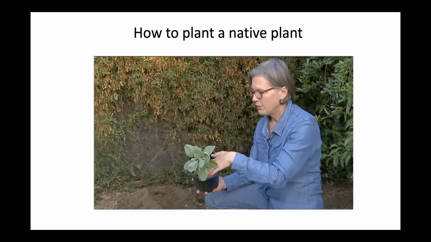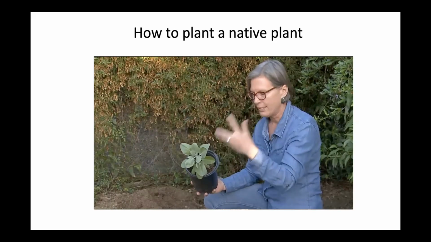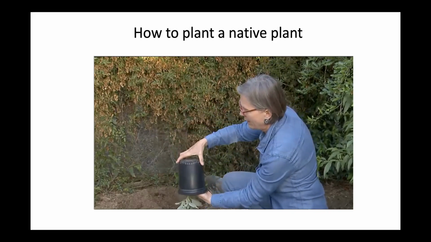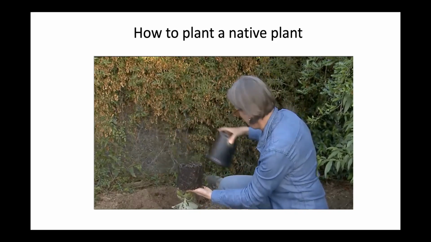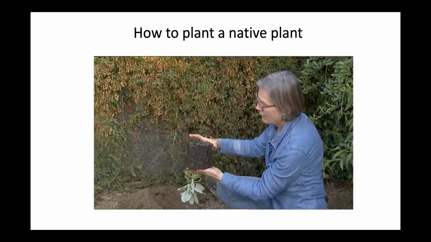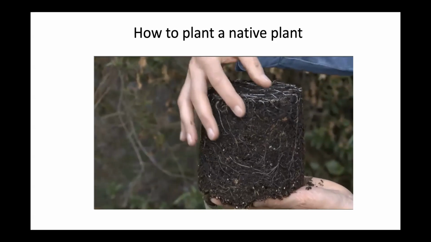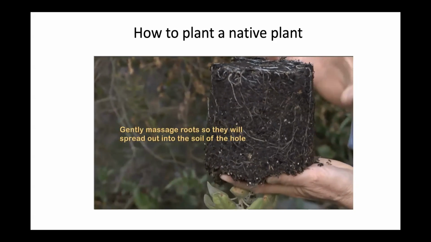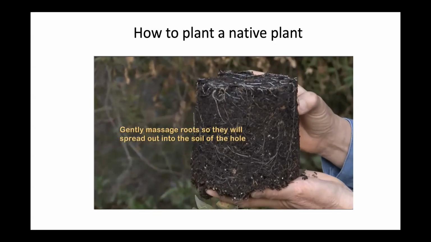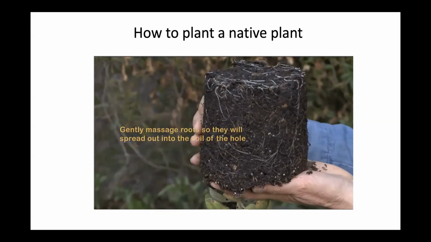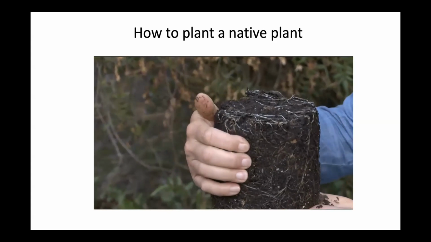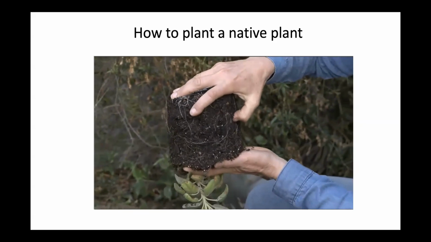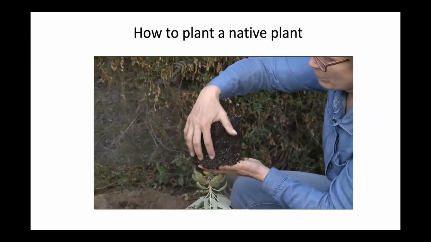What you want to do is gently put your fingers like this around the stem of the plant and turn it upside down and then slip the pot off of the plant roots. Now, you can see all of these plant roots that are here on the edge. You don't want to be rough with it. Instead, you want to just gently break it apart so that the roots will spread out into the soil of the hole. So I'm just gently massaging the roots, gently breaking them up.